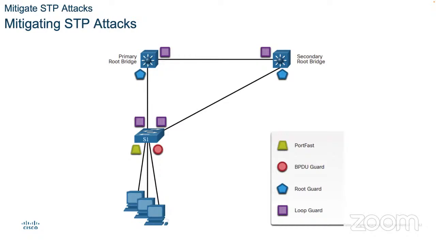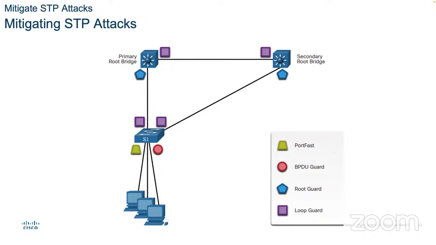A layer 2 loop is usually created when a spanning tree protocol port in a redundant topology stops receiving BPDUs and erroneously transitions to the forwarding state. STP loop guard provides additional protection against these loops. If BPDUs are not received on a non-designated loop guard enabled port, the port will transition to loop inconsistent blocking state instead of listening, learning, forwarding. Loop guard should be enabled on all non-root guard ports. And you can enable it globally.